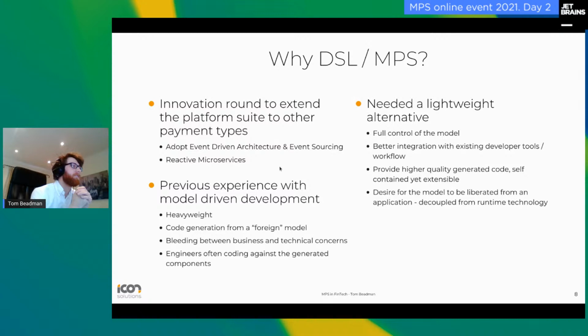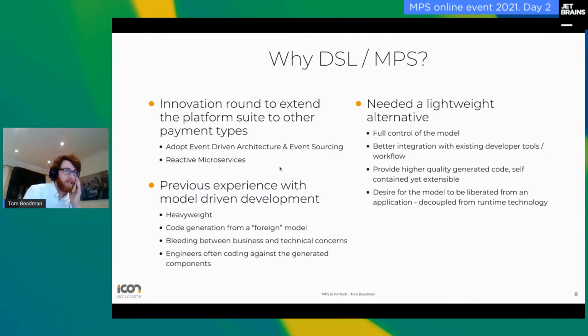And I guess some of the characteristics of the alternative that we were looking for: we wanted full control over the model. We wanted to be able to define the concepts that were meaningful to us, as well as the process from the editing through to generating. Because by having more control of the entire process, we were going to end up with higher quality generated code. We also wanted better integration with our existing developer tools and workflow.